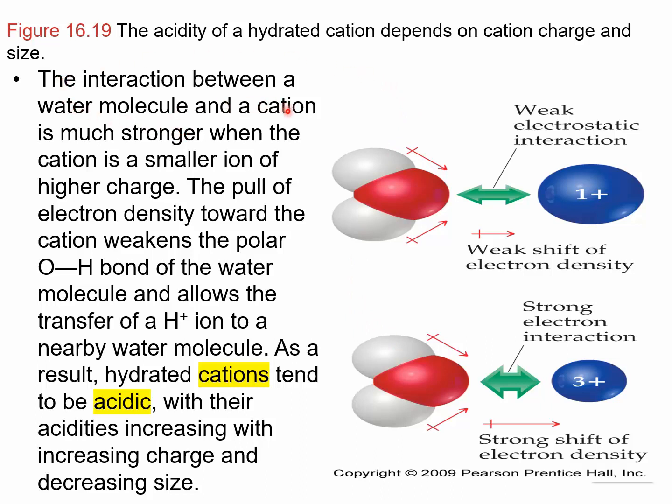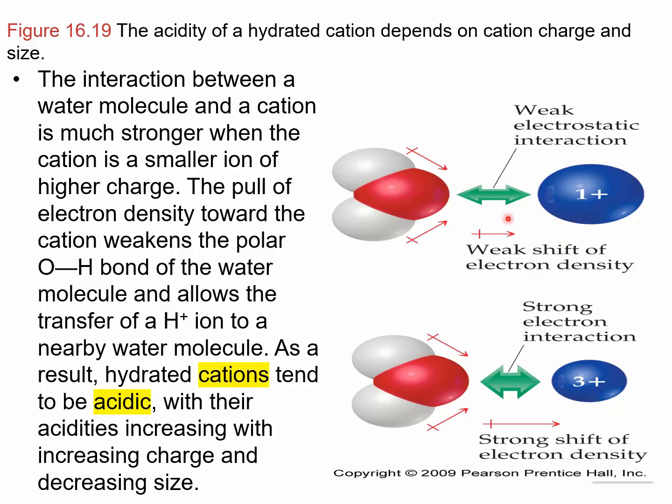Here, the interaction between a water molecule and a cation is much stronger when the cation is a smaller ion of higher charge. Now, the pull of electron density toward the cation weakens the polar OH bond of water molecule and allows the transfer of a proton or H+ ion to a nearby water molecule. As a result, hydrated cations tend to be acidic, with their acidities increasing with increasing charge and decreasing size.